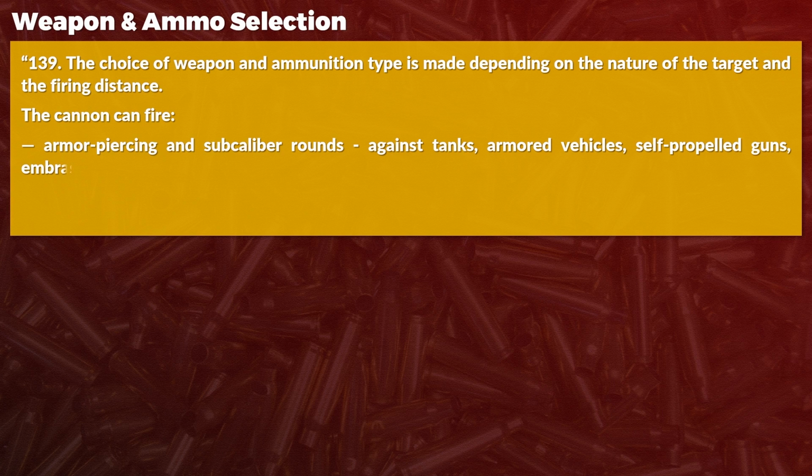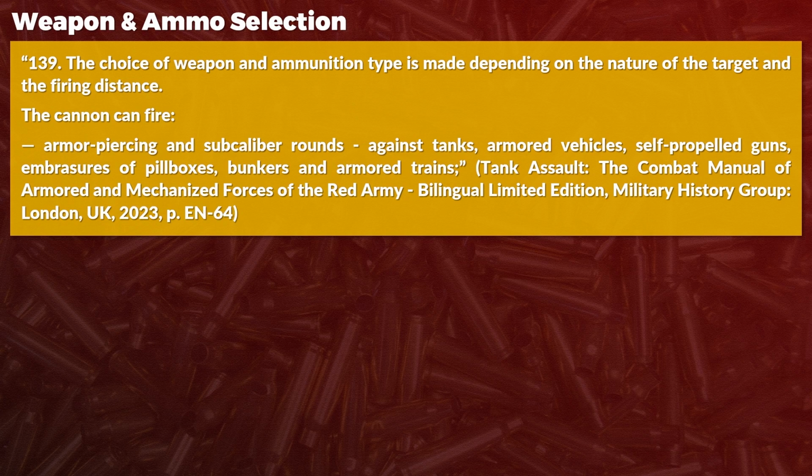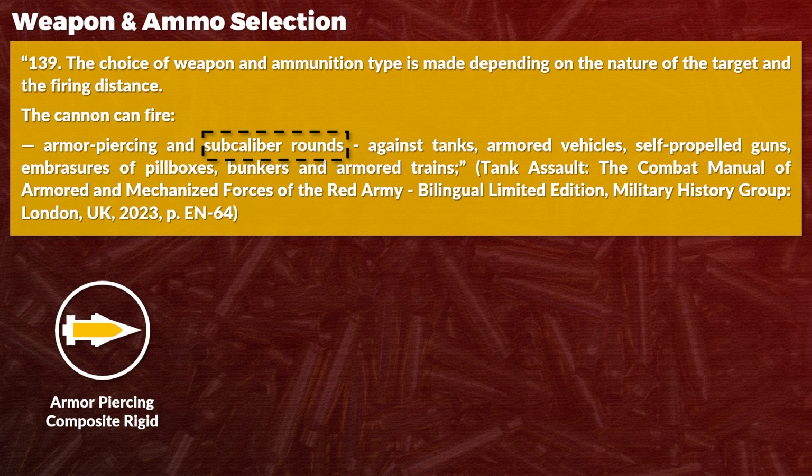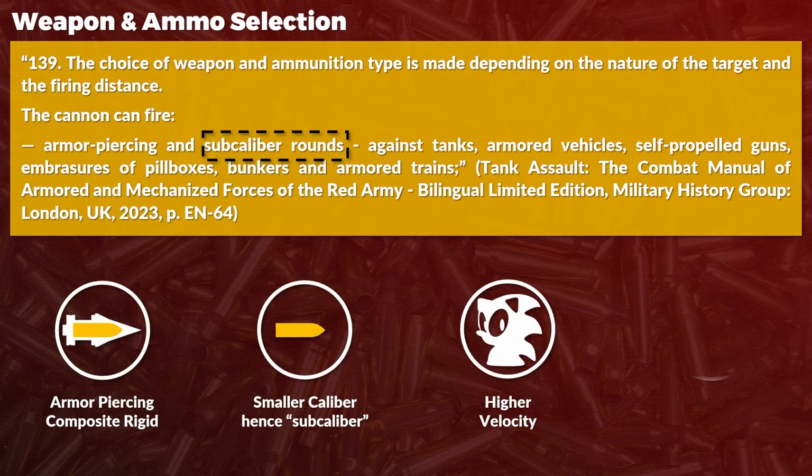The cannon can fire armor-piercing and subcaliber rounds against tanks, armored vehicles, self-propelled guns, embrasures of pillboxes, bunkers, and armored trains. Now, anti-armor subcaliber rounds usually are called APCR, armor-piercing composite rigid. These are rounds that have a core with a smaller caliber than the gun they fired from, but have a higher velocity, and the core is made of harder material than regular rounds. As such, they have a higher chance of penetration.